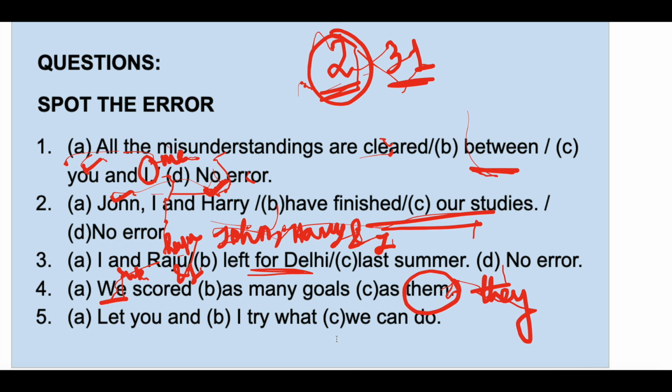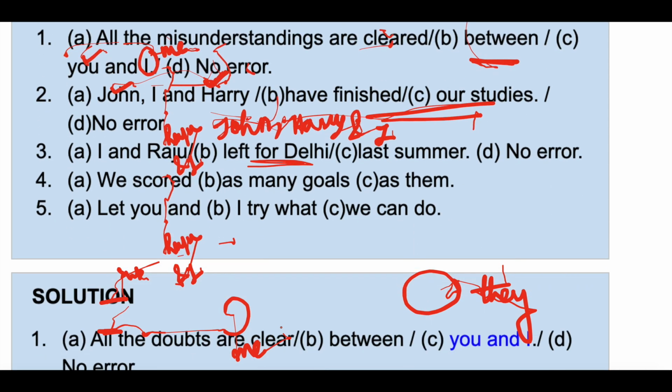Next, let you and I try what we can do. Let is always followed by objective case. So let you and me. Let is always followed by objective case. So let you and me try what we can do.